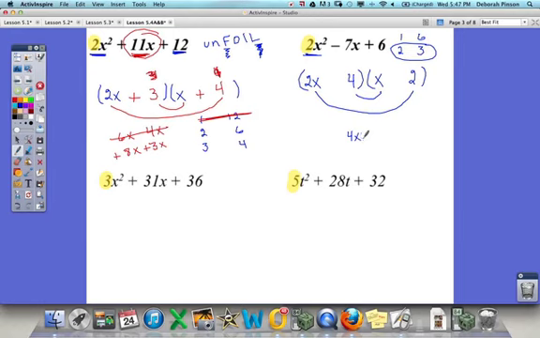So 4 and 3. I just put the wrong number there. I should go 3 instead of 4. If I add those together, I'll get 7. Now I want a negative 7, so I'm going to make them both negative. Now again, if you need to check it, check it.